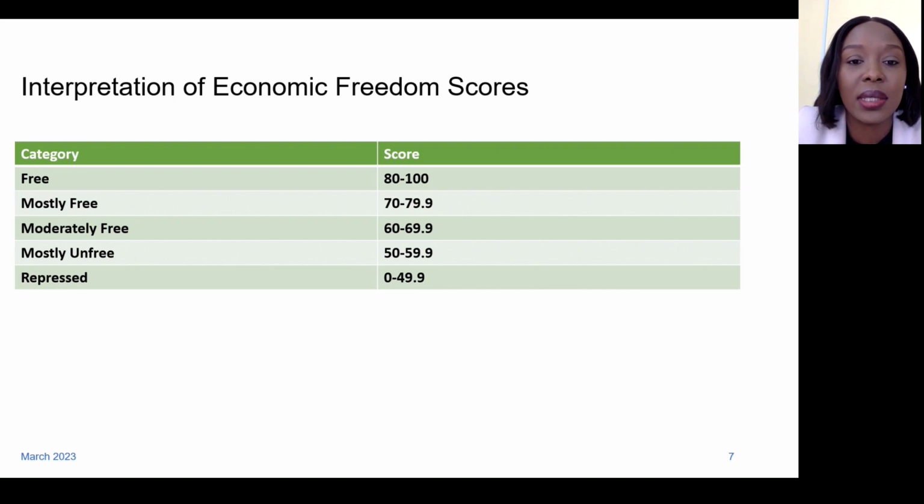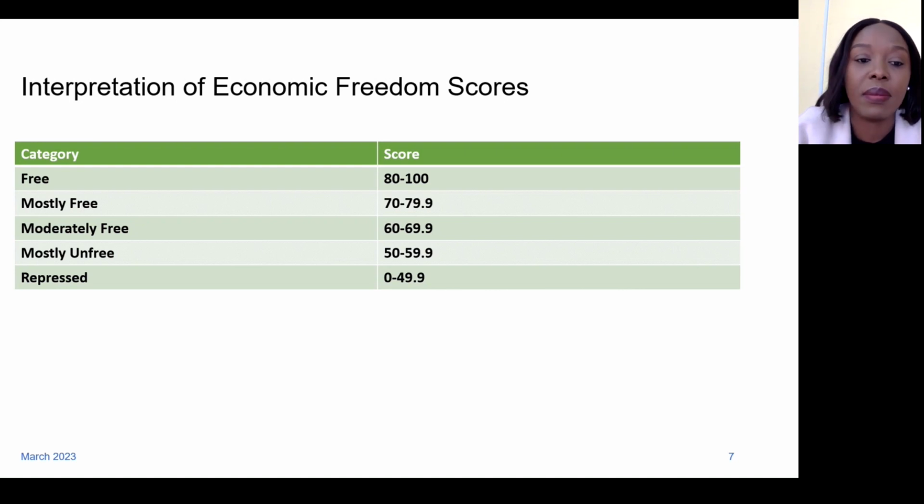For the countries that have an average score between 0 and 49.9, the index categorizes these economies as repressed economies in terms of economic freedom. Then for the countries that have a score between 50 and 59.9, these are classified as mostly unfree. The next score, between 60 and 69.9, is classified as moderately free, while those between 70 and 79.9 are mostly free.